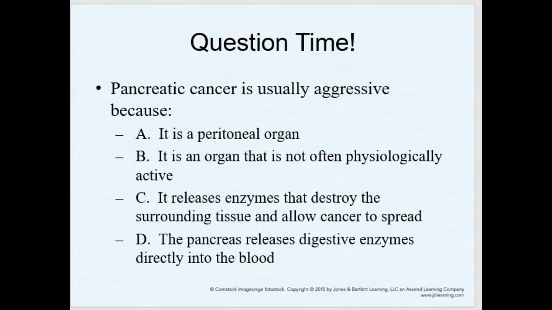All right, question time, and then we are done with gastrointestinal. Pancreatic cancer is usually aggressive because it is a peritoneal organ. I made a little bit harder of a question this time. It is an organ that is not often physiologically active. It releases enzymes that destroy the surrounding tissue and allow cancer to spread. D, the pancreas releases digestive enzymes directly into the blood, which would make the most sense.